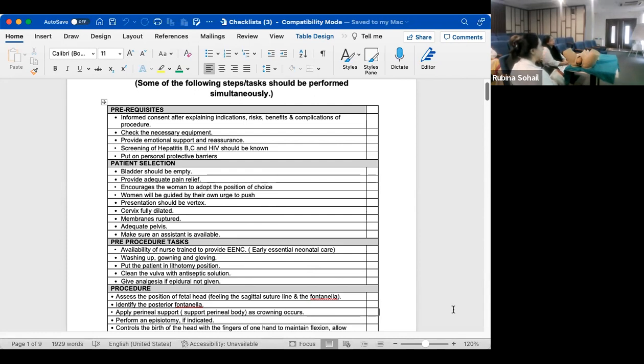Now, the other prerequisites of vaginal delivery are that the cervix is fully dilated, the baby is in occipital anterior or direct occipital presentation, the membranes are ruptured, and we are sure that the pelvis is adequate.